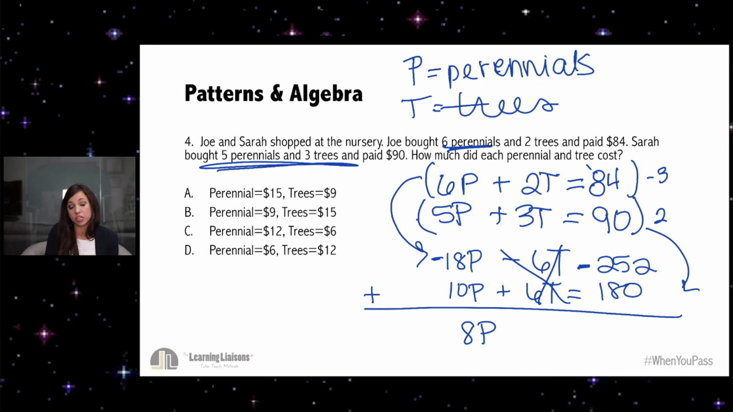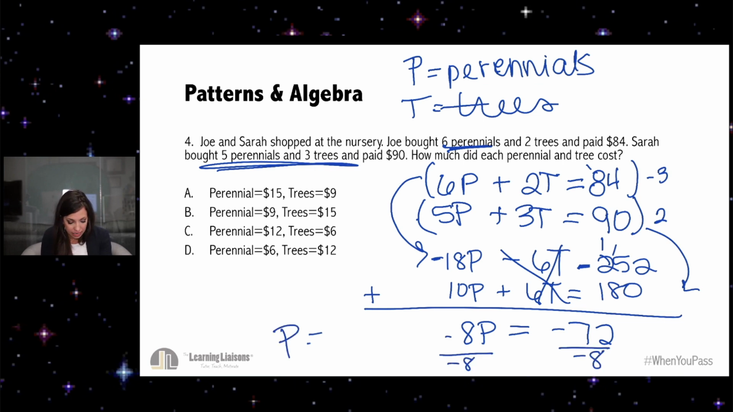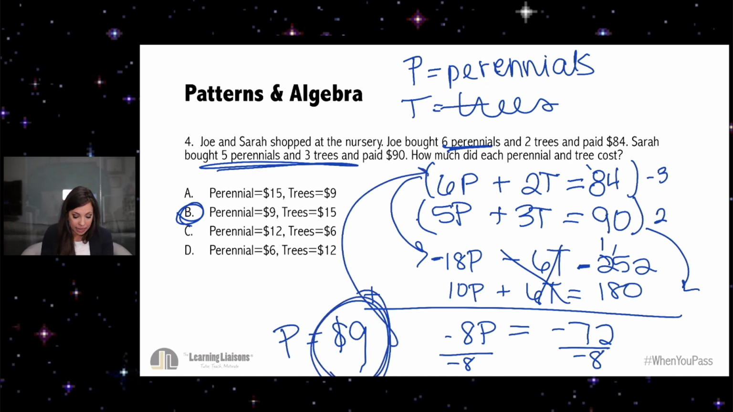This is called elimination with a system of equations. Equals -252 plus 180 is going to give me -72. Divide both sides by -8, and P is going to equal $9. So I know that my perennials are $9, and my trees, if I take this number and I plug it back into an equation, 6 times 9 plus 2t equals 84. 54 plus 2t equals 84.